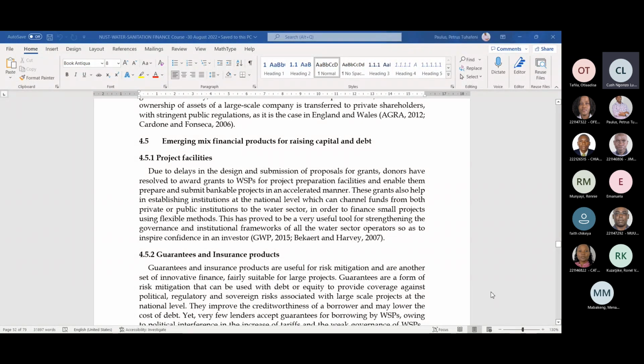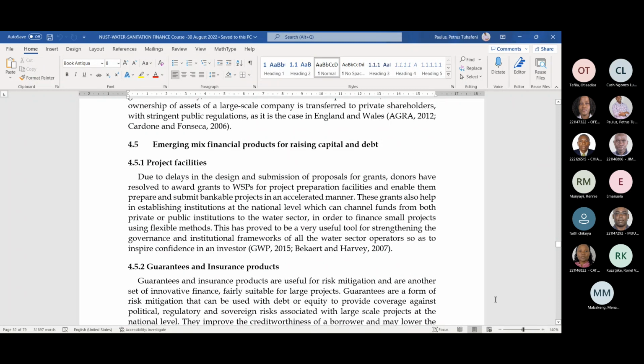Emerging mixed financial products for raising capital and debt. I hope that we are on the same page. Yeah, of course. Now let's talk about this.